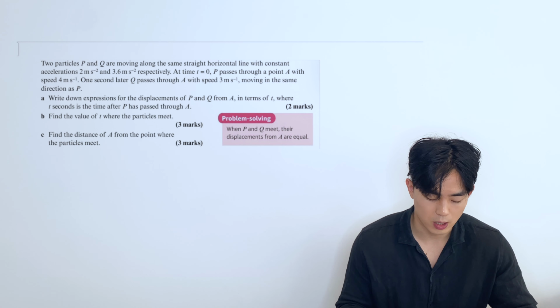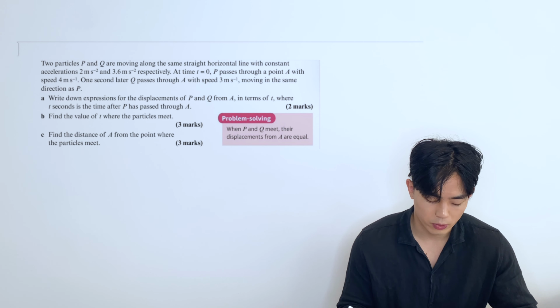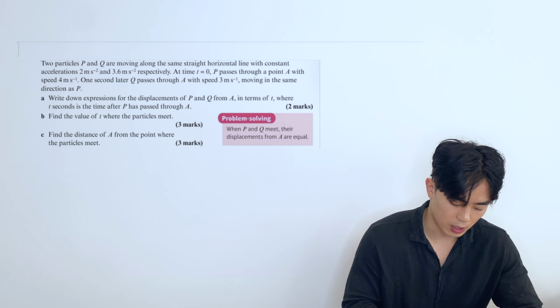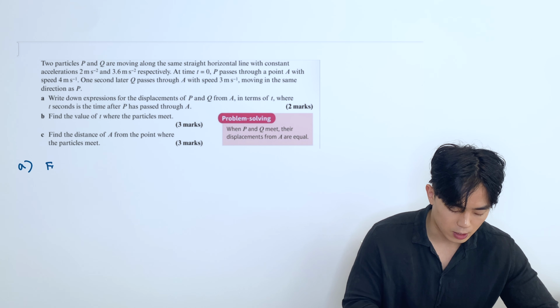1 second later, Q passes through A with speed 3, moving in the same direction. Write an expression for the displacements of P and Q from A in terms of t. Okay, so first things first, we have 2 different particles, so we need to create 2 different SUVAT equations. So let's look at each one separately.